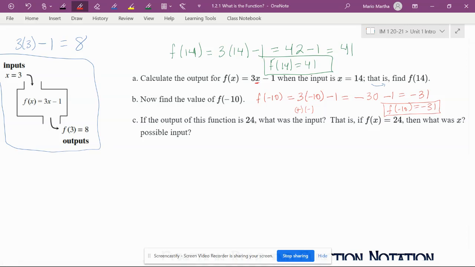And then finally, part C, if the output of this function is 24, what is the input? That is f of x equals 24. Then what was x? And what was the possible input? So what do you guys think could happen here? Now they're giving this to us backwards pretty much. They're telling us f of x equals 24, right? So what it's asking you is what is the x that makes f of x equals 24.